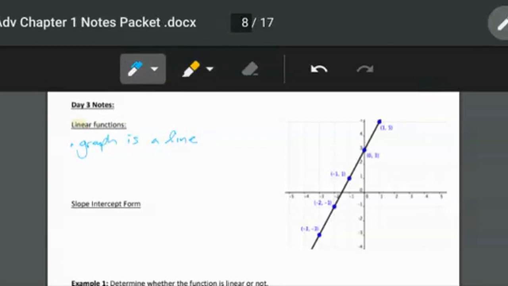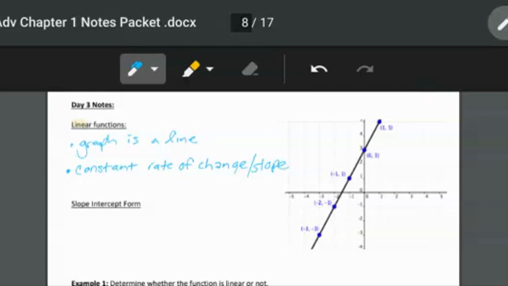And we say that it has a constant rate of change. Or in other words, you guys know rate of change, average rate of change, is really just slope. So really what that means, a constant rate of change or a constant slope, means no matter what 2 points you pick on the line, you will always get the same slope.